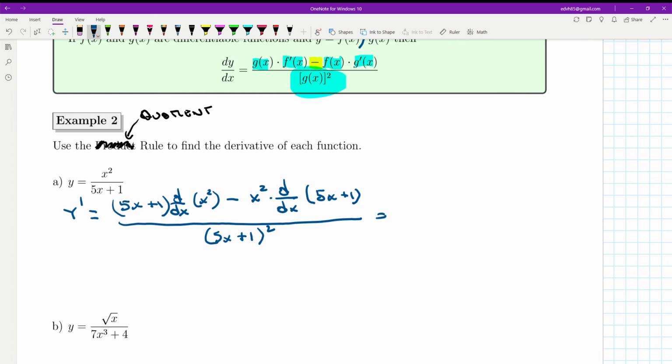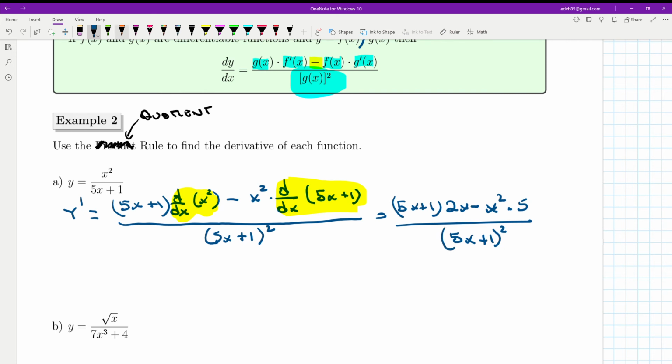Well, we need to compute the derivative of x squared, and we also need to compute the derivative of 5x plus 1. That's what we need to compute. So that's going to be 5x plus 1 times the derivative of x squared, which is 2x, minus x squared times the derivative of 5x plus 1, which is 5.